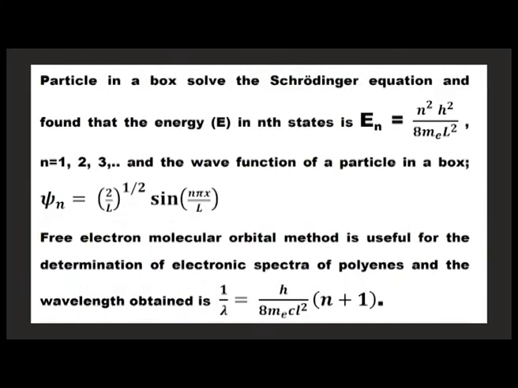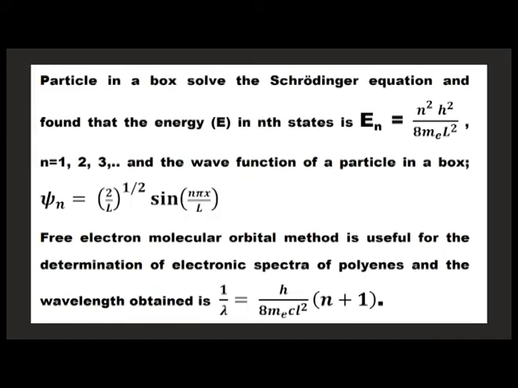Pi electrons of the ring move freely along the chain having conjugated double bonds in an approximately constant potential field, and those electrons are considered as free electrons. The free electron molecular orbital method assumes that the inter-electronic repulsion is negligible and the pi electron is considered as a particle in a box, where potential is either 0 within the box and infinity outside the box. The particle in a box solves the Schrodinger equation and it is found that the energy E of the nth state is equal to n square h square divided by 8 me L square.